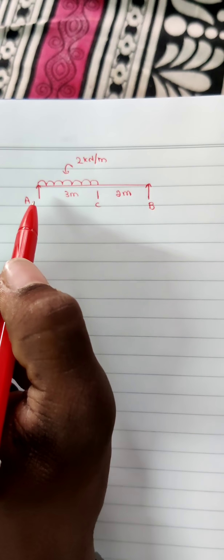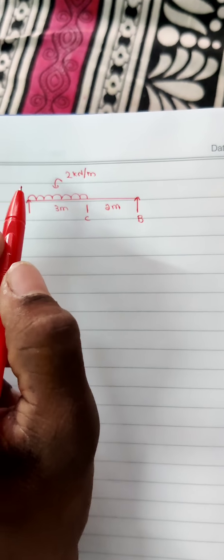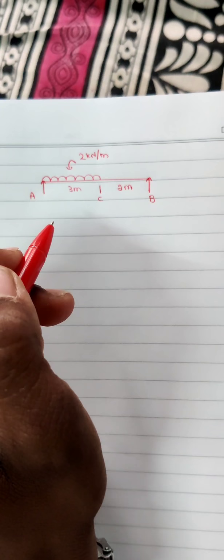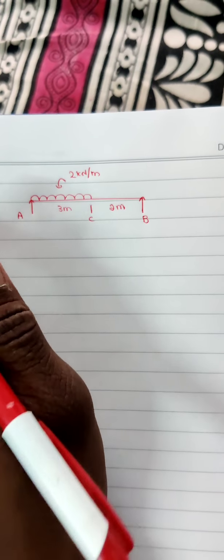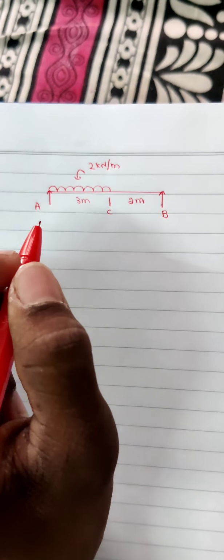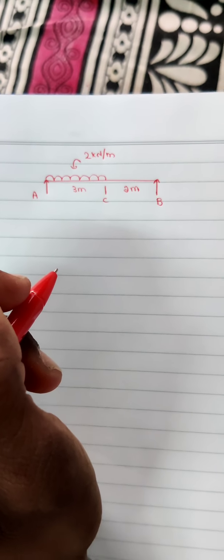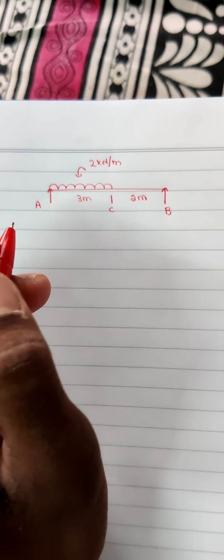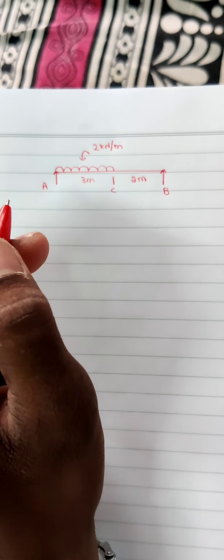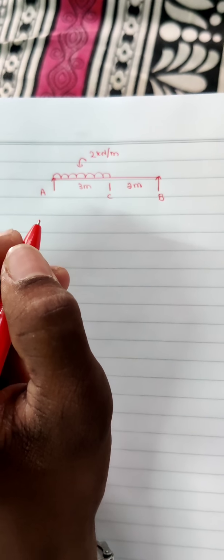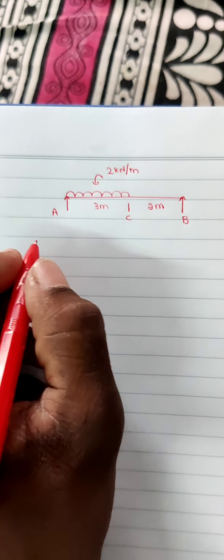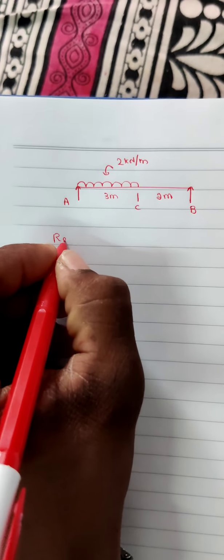Hello friends, this is a simply supported beam carrying a partial UDL of 2 kN per meter over a span of 3 meters. The overall length of the beam is 5 meters. In this diagram we can calculate the shear force diagram and bending moment diagram. We need to find the reactions first, and then the shear force values and bending moment values to draw the SFD and BMD.